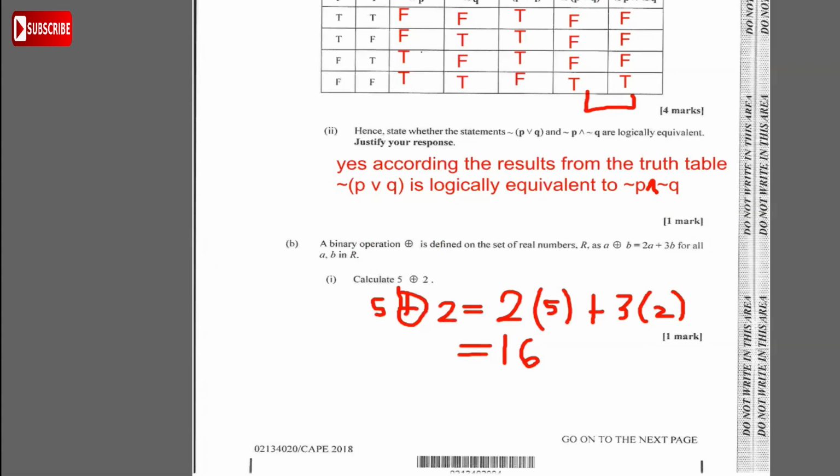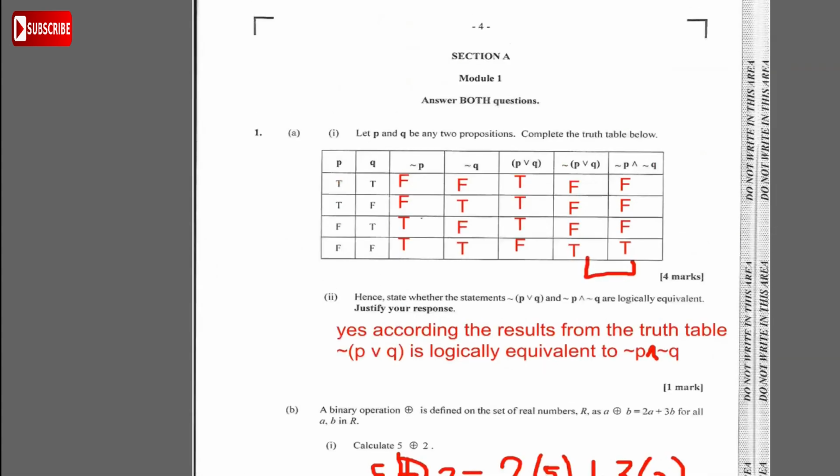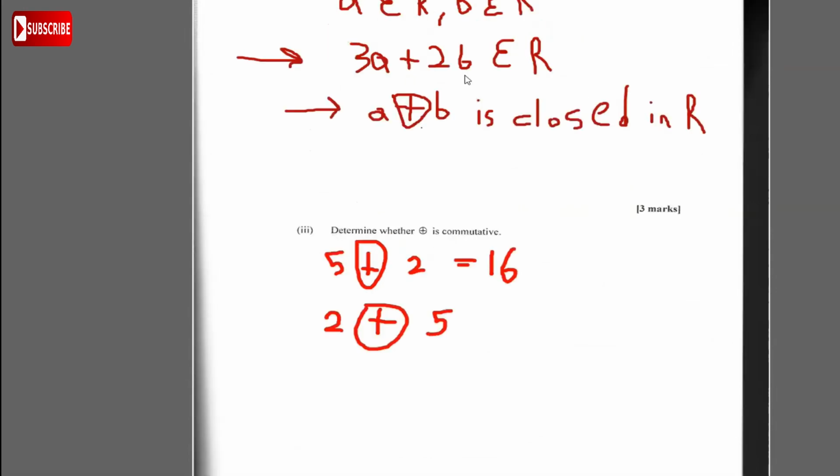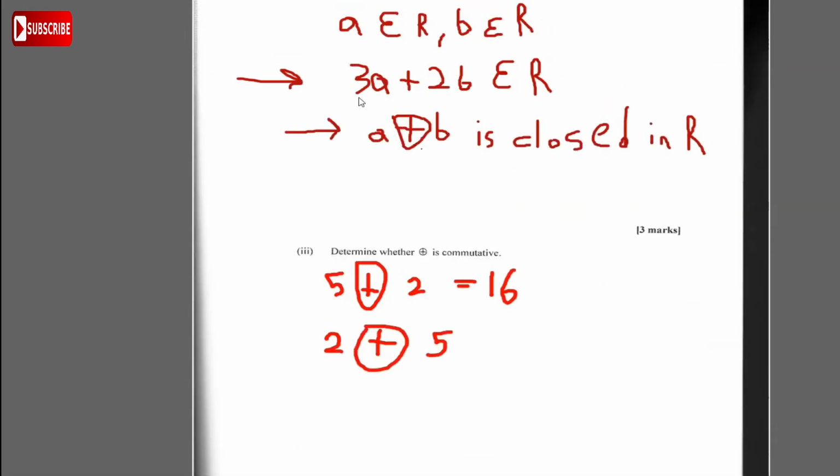Oh, it was 2A plus 3B, so that means up here it should have been 2A plus 3B. I wrote 3A plus 2B. This is 2A plus 3B, but it's still going to be a real number anyways. So down here, 2 circle plus 5 is going to be equal to 2 times 2, which is 4, plus 3 times B. In this case, B is 5. 3 times 5 is 15. So 4 plus 15 is 19.